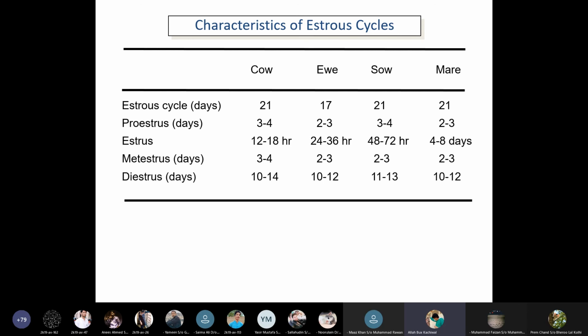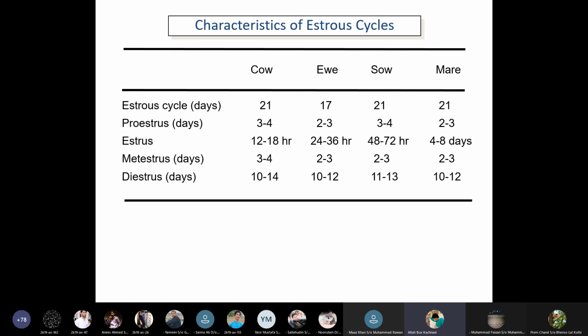So estrus in the cow will be for 12 to 18 hours, and estrus in the ewes will be 24 to 36 hours, whereas the sow has 48 to 72 hours, and in the mares 4 to 8 days. So the metestrus will take place for 3 to 4 days in the cows, 2 to 3 days in the ewes, 2 to 3 days in the sow, and the mare has 2 to 3 days.